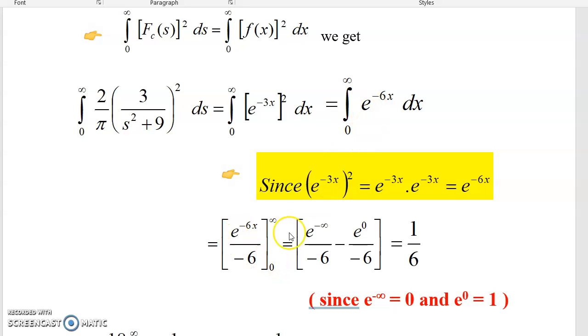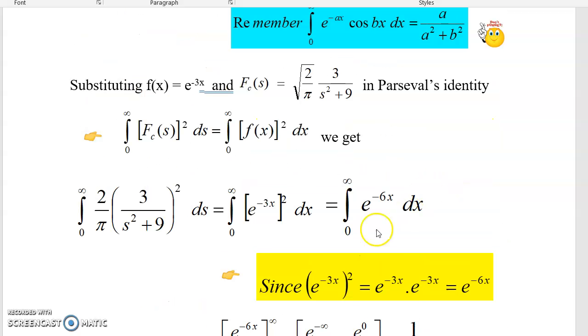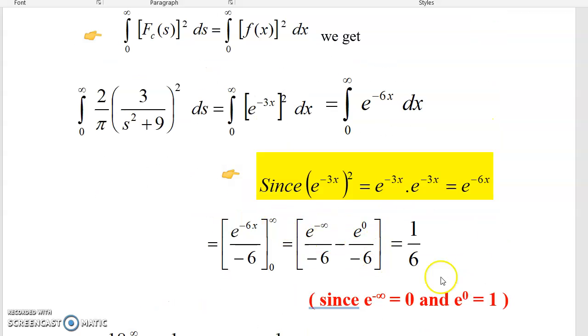E power minus 6x, when you integrate e power minus 6x by minus 6, 0 to infinity. And apply the limit, upper limit, in the place of x you have to put infinity, minus lower limit, in the place of x you have to put 0. So upper limit minus lower limit. And as usual, e power minus infinity is 0, you know, e power 0 is 1. When you substitute that here, e power minus infinity is 0, so this is 0. And this is 1, so the answer is 1 by 6. And this is of course the value of the right side term. See, this integration answer is 1 by 6.